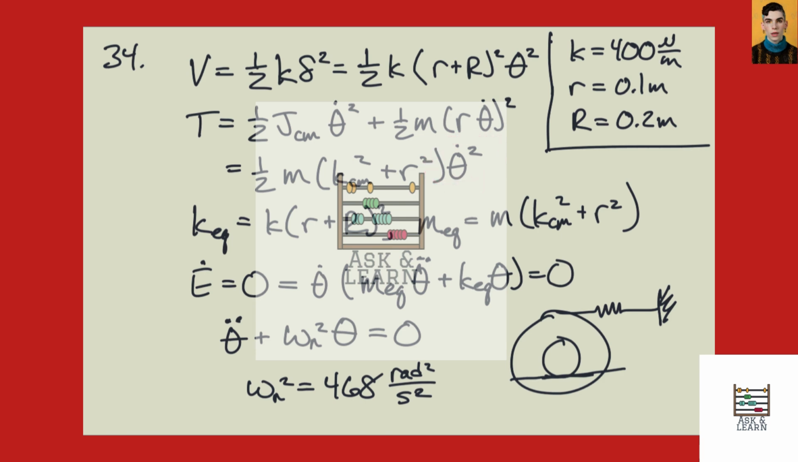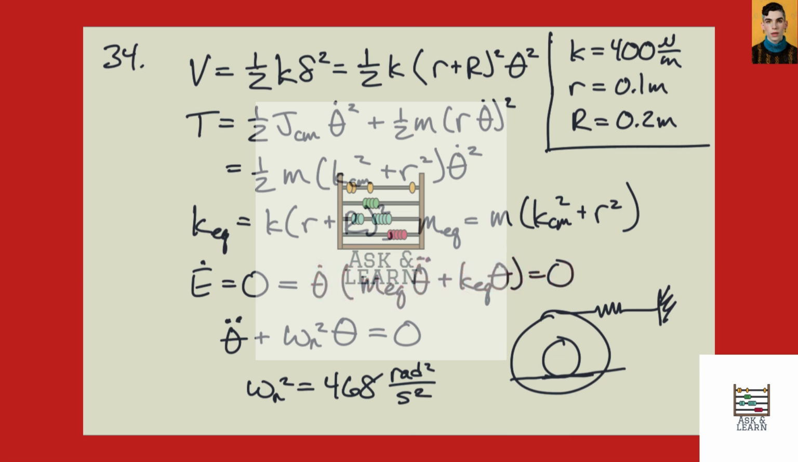Now we can again pick out our stiffness. The equivalent stiffness is just this term here, so that's k times (little r plus big R) squared. And our equivalent mass is this term here. So we basically just define this as K_EQ and this as M_EQ. Then when we take the total energy and take the time derivative, we get theta dot times (M_EQ theta double dot plus K_EQ theta) equals 0.